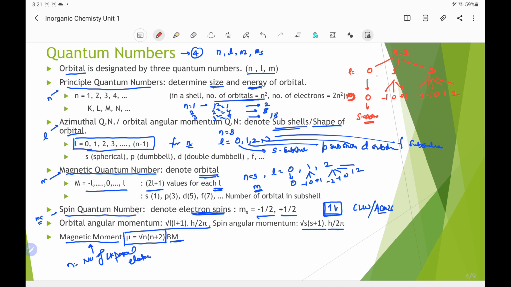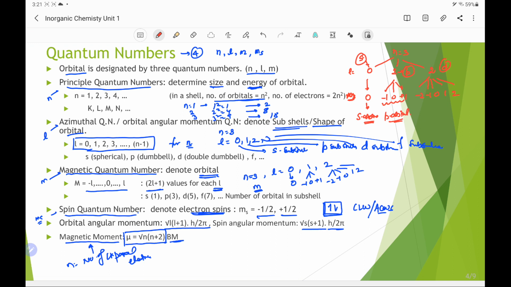Here, L equal to 0 refers to the S subshell, L equal to 1 refers to the P subshell, and L equal to 2 refers to the D subshell. In a P subshell, there are 3 P orbitals. These are degenerate orbitals, which means equal energy orbitals. So these are the P orbitals.